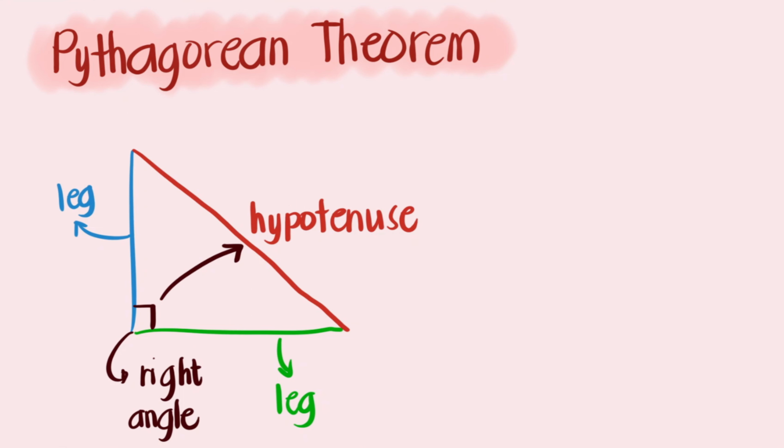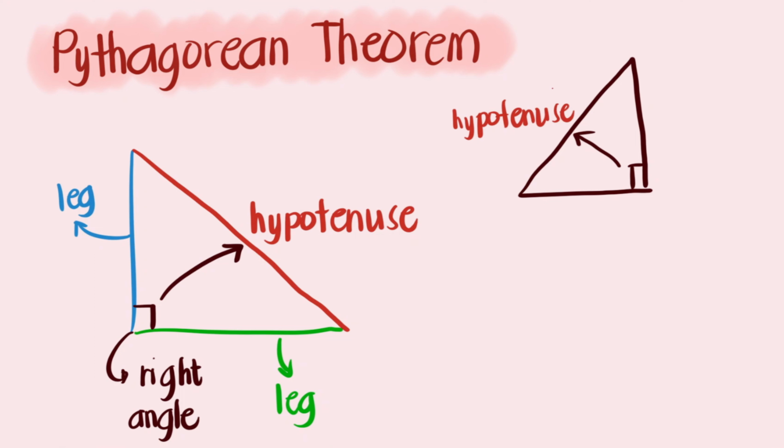In using the Pythagorean theorem, it is important to determine first the hypotenuse before moving to the next step. Now, what if we have this triangle? The 90-degree angle is here. Now the side opposite or across this angle is the hypotenuse. The remaining two sides are the legs.